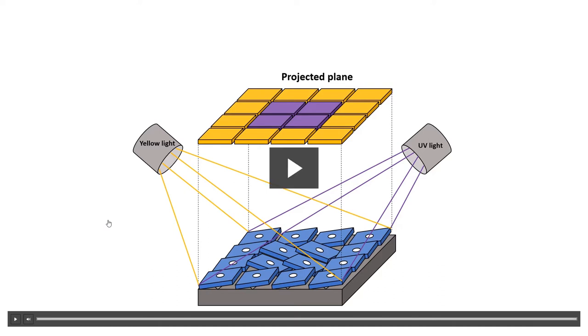Here, in one flash of the UV light, we expose 1 million pixels. Then the XY stage moves and another 1 million pixels are exposed. And the stage moves again, and we expose another 1 million pixels, and so on.